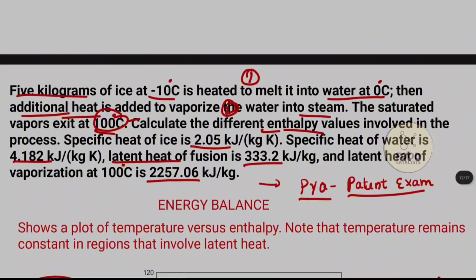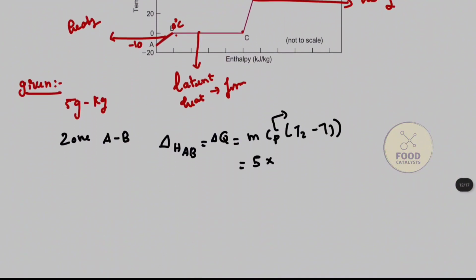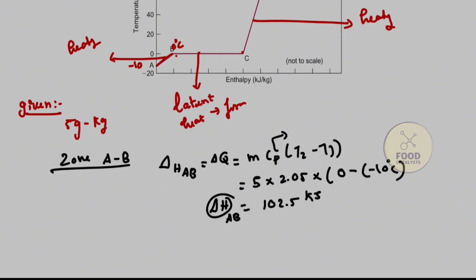But here it is not water, it is actually ice. So the specific heat of ice is 2.05. So I am putting 2.05 into temperature 2 minus temperature 1. Temperature 2 is 0, minus minus 10 degrees Celsius. So it's actually 102.5 kilojoule. Okay, so this is the del H of AB.